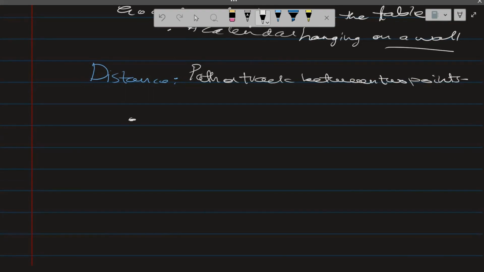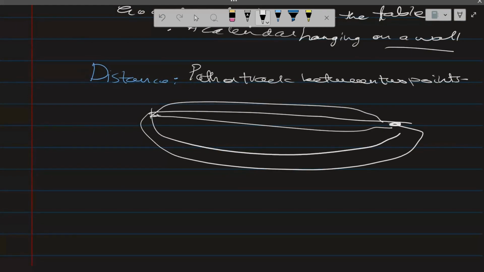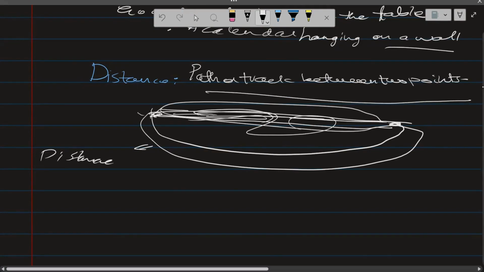So for example, here's this dot and here's another. So this path, or let's suppose this path, or if it's this, this is called distance. So it doesn't need to be a straight line, or the shortest, because it can be the shortest, it can come from everywhere. So basically distance is a path or track between the 2 points.